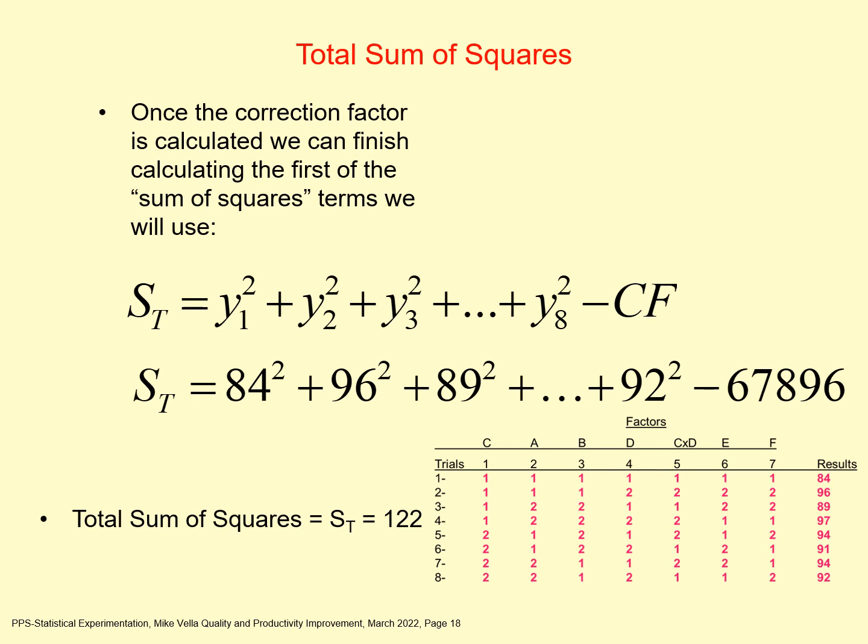Well, now that we've calculated our correction factor, we can finish calculating the first of our sum of squares terms, and that's the ST, or the total sum of squares. ST is derived by adding up the squares of each of the results in our experiment and then subtracting the correction factor. So it's 84 squared plus 96 squared plus 89 squared all the way to 92 squared. And from that, you subtract 67,896, which is the correction factor. And if you do that bit of arithmetic, you'll see that the total sum of squares, ST, is 122.